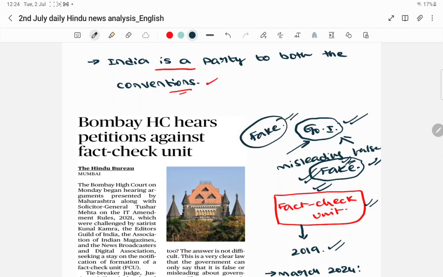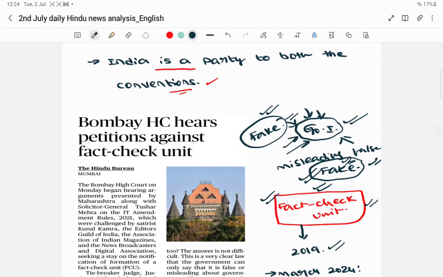So what will happen? The people will come to know that a fake article is getting published. With this, it is trying to protect the interests of the Government of India, so that the government's interests and image will be saved by this organization known as the Fact Check Unit. Okay, then what is the issue all about?